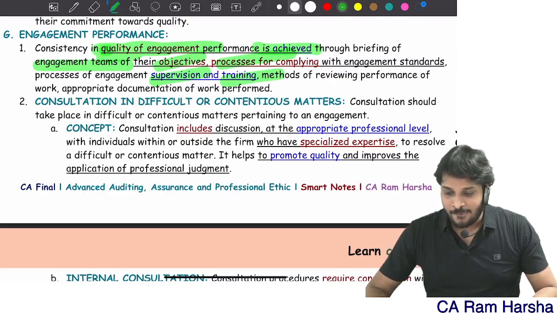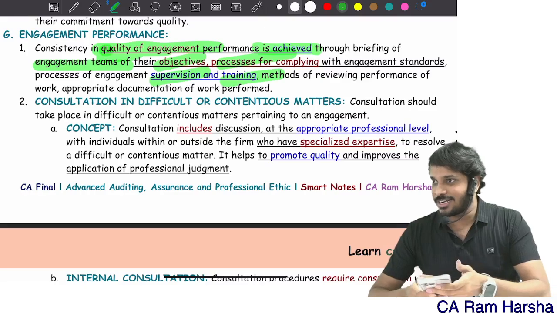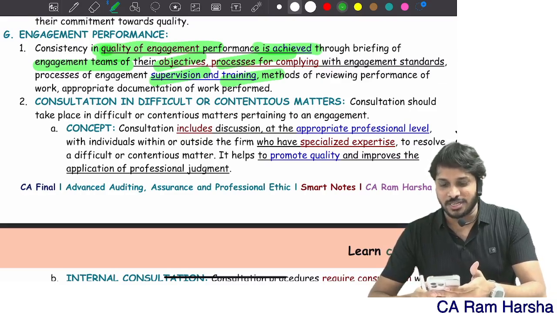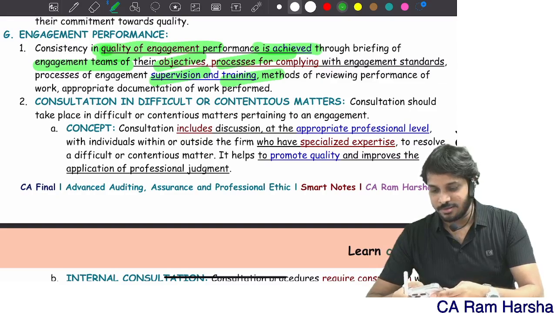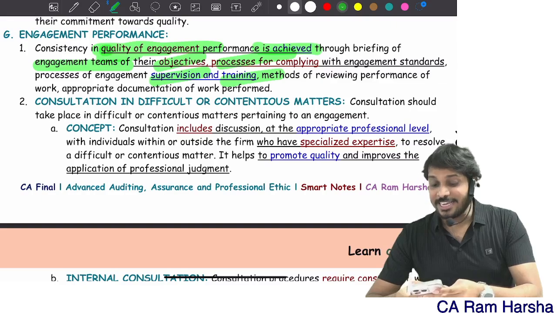Shall I try now? Okay, fine. On this one question, we'll try. If at all you don't find a practical question, this should be the way.